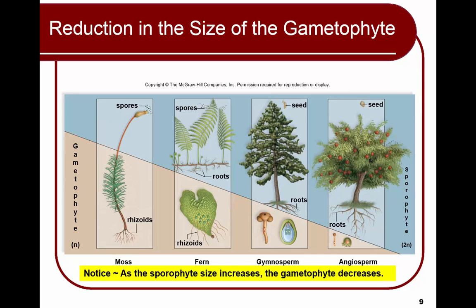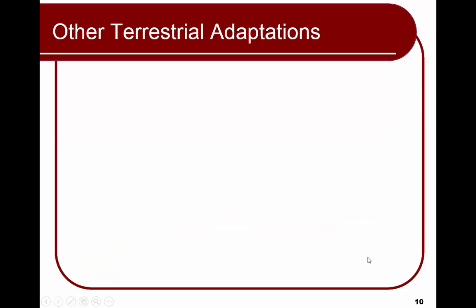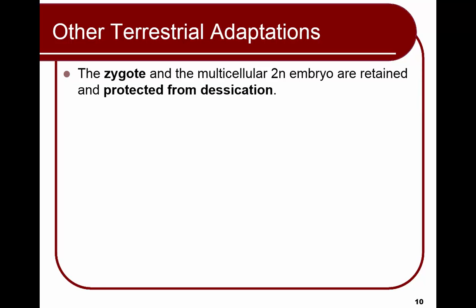Also, if you look here, at the top in the blue is the sporophyte generation, and at the bottom in the beige color is the gametophyte. And you see, as the size of the sporophytes gets bigger, the gametophytes get smaller. Now, there are some other adaptations to living on land. First of all, the prevention of desiccation of the zygote and the embryo.